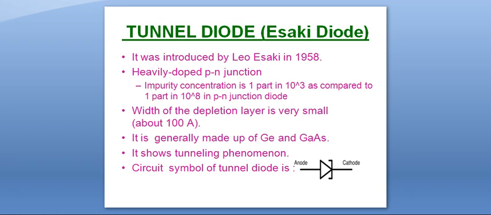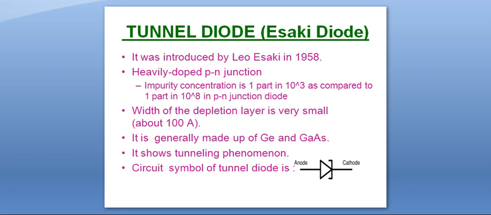The width of the junction barrier varies inversely as the square root of the impurity concentration, and therefore it is reduced from 5 microns to less than 100 angstroms. This thickness is only about 1 part in 15 of the wavelength of visible light. So for such thin potential energy barriers, the electrons will penetrate through the junction rather than surmounting it.